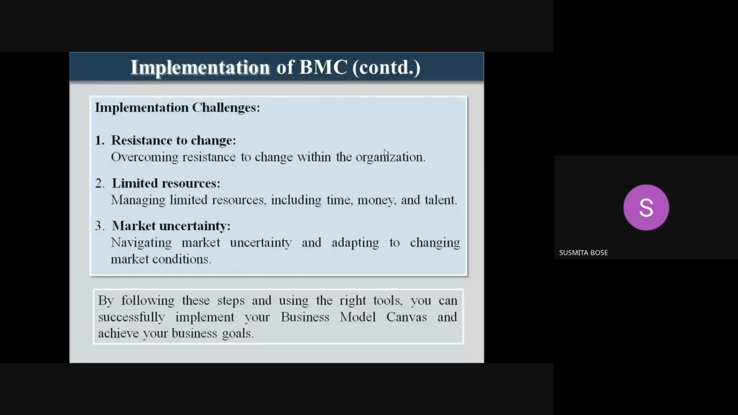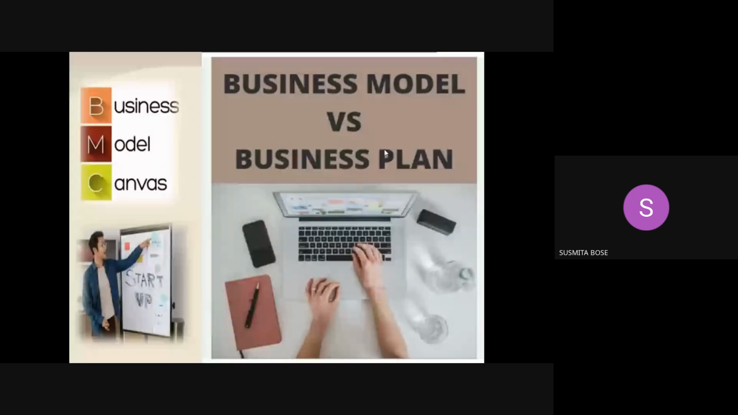Okay. So after listening to all these things, all the discussion, you might think, what is the difference between business model canvas and business plan? A business plan is also the same thing, that I'm planning my business, and business model also, that I'm planning the business. So what is the difference between these two? Why am I not using the word business plan?